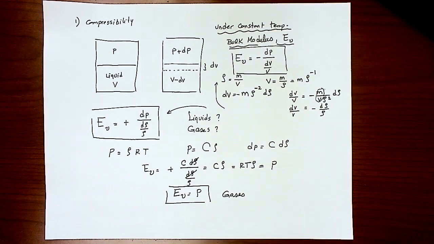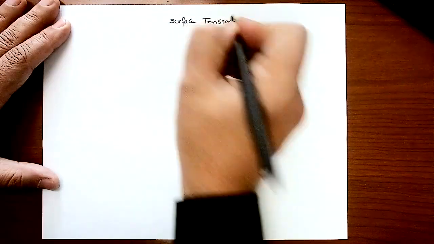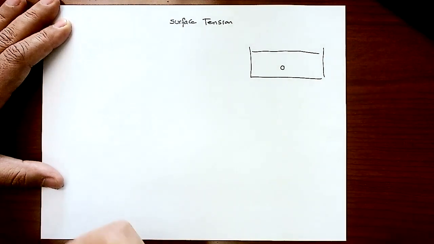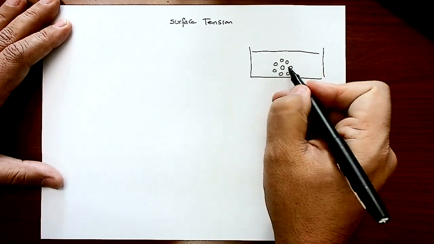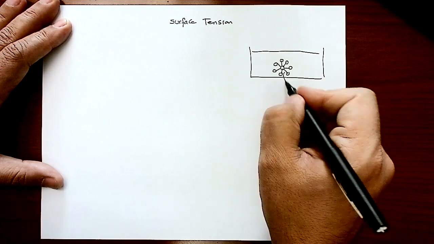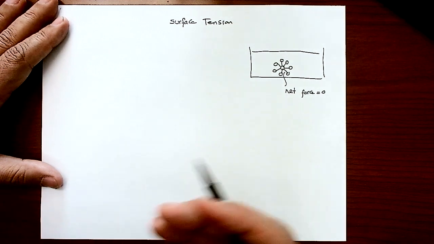The last one I would like to cover with you today is what we call the surface tension. If you look at a bulk fluid, and let's assume that you pick a molecule here. This molecule is surrounded by neighbor molecules, right? From all directions. And between this molecule and each neighbor there is a bonding force. So the net force equals 0. That's why in equilibrium the molecule is not going to move, right?